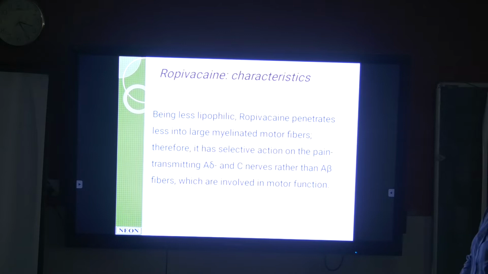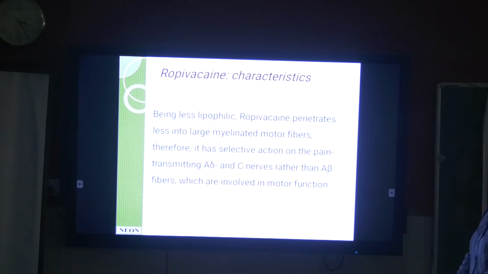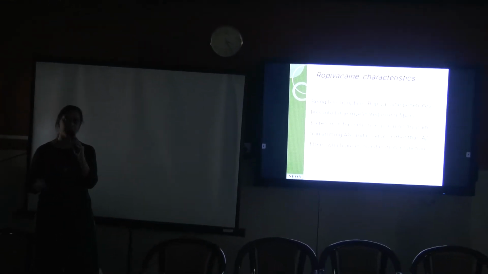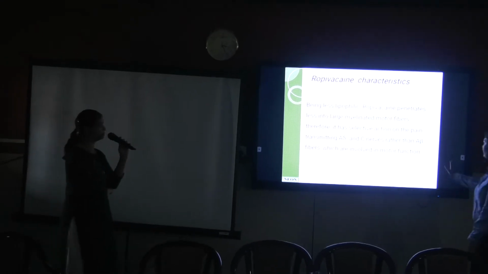And because of this relatively greater effect on the sensory nerves, it has a large sensory motor differentiation in its blockade. The patient might have a good sensory block but very little motor block, and that is the reason why using ropivacaine heavy will cause less hypotension as compared to bupivacaine in clinical practice.